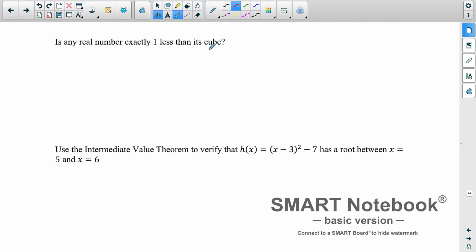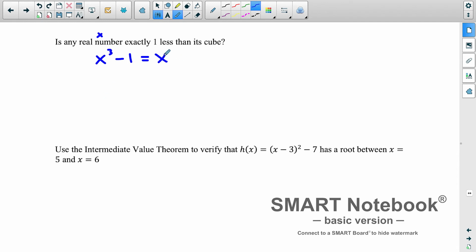Next one, is any real number exactly 1 less than its cube? Okay, we're going to write a little equation here. Let's call the number we're talking about x. Well, what's the cube of x? x cubed is what that means. You take x cubed, and the question is asking, can you do 1 less than that and end up back at the actual number, back at x? So this is what we're wondering. Is it possible that x cubed minus 1 equals x?